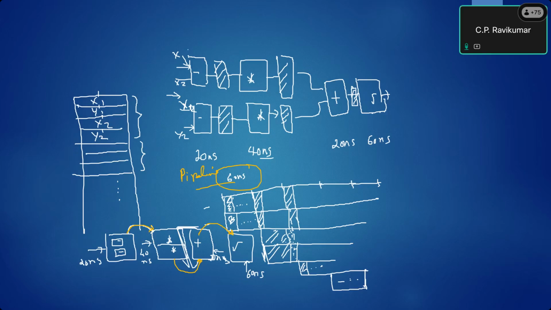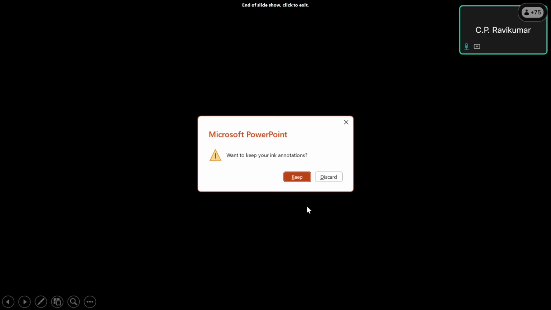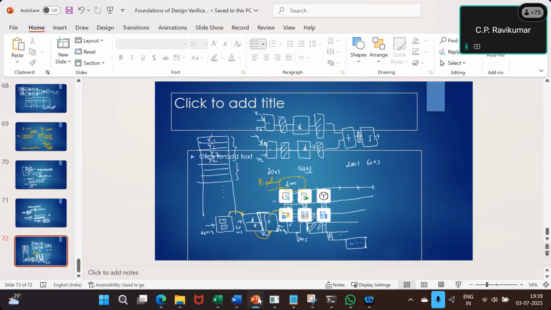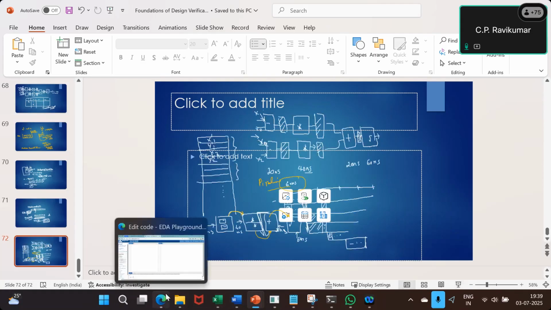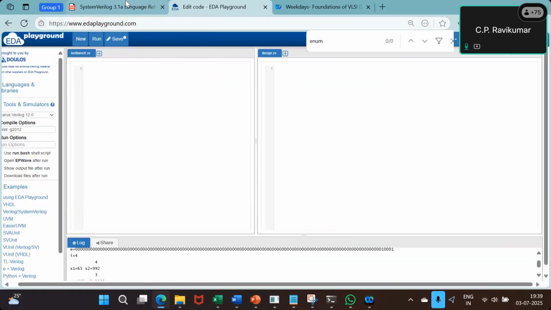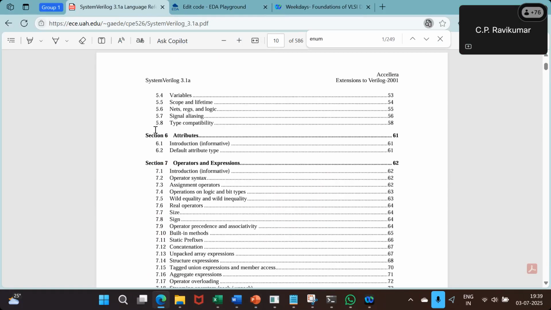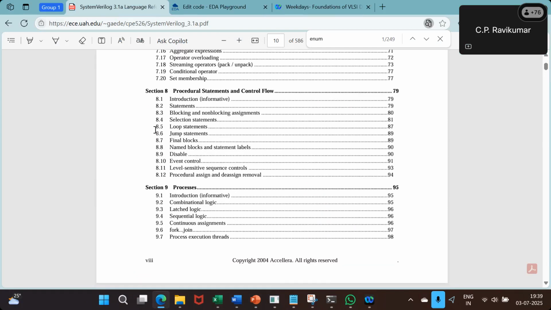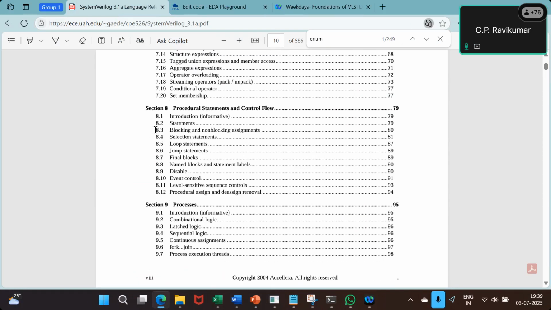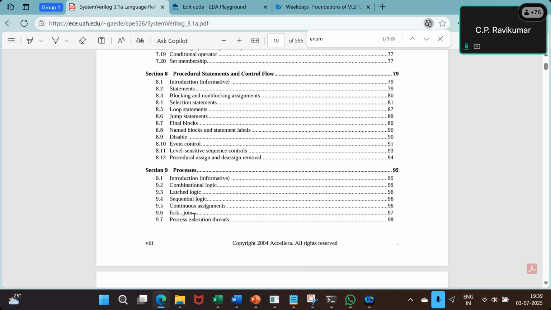So in Verilog, SystemVerilog, they provide a lot of these kinds of constructs. So let us go to the beginning. See, when they talk about these processes, they should talk about fork join. Okay, so let us look at fork join.